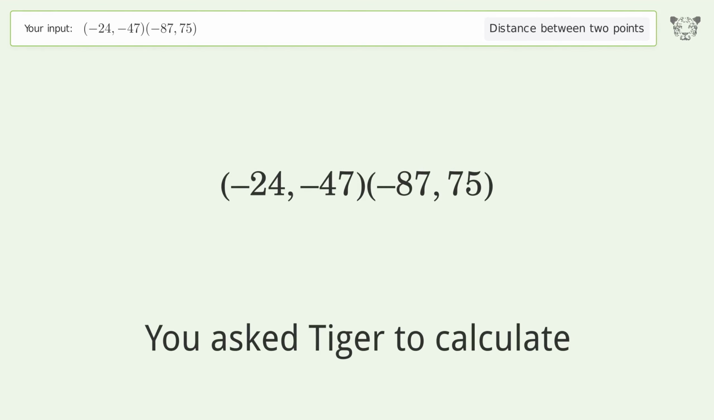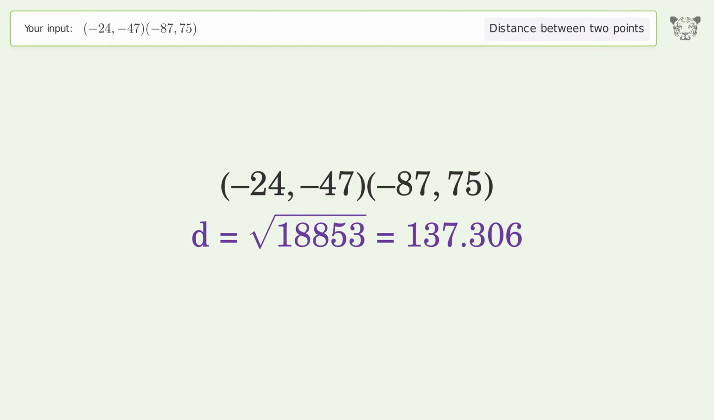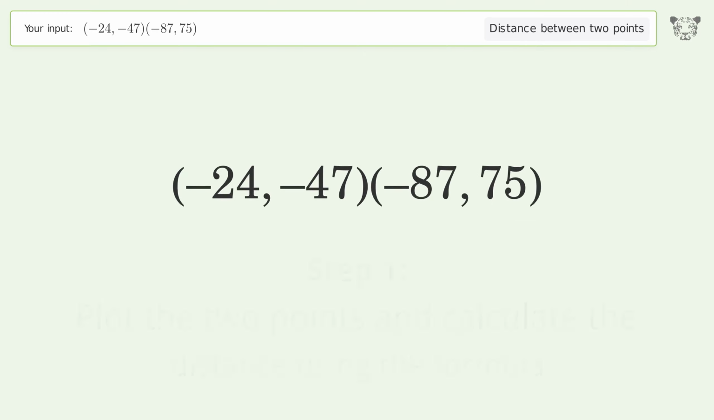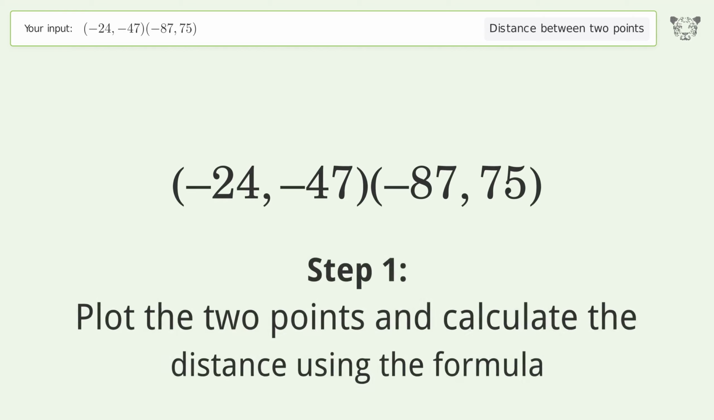You ask Tiger to calculate. This deals with the distance between 2 points. The distance between the 2 points is the square root of 18,853 or 137.306. Let's solve it step by step. Plot the 2 points and calculate the distance using the formula.